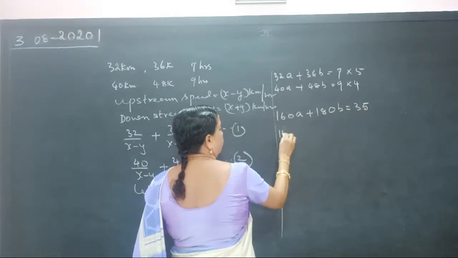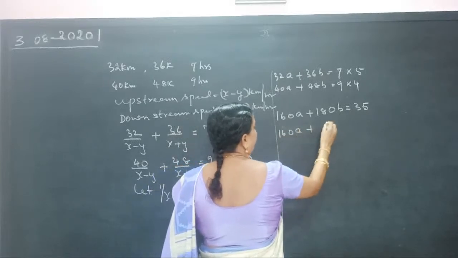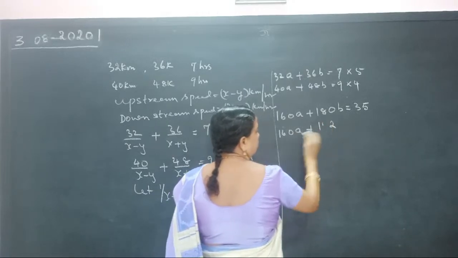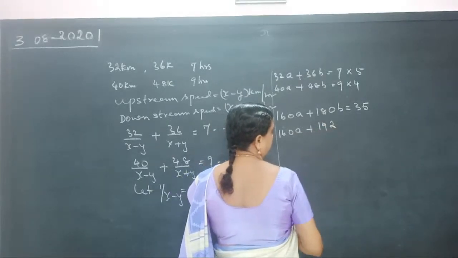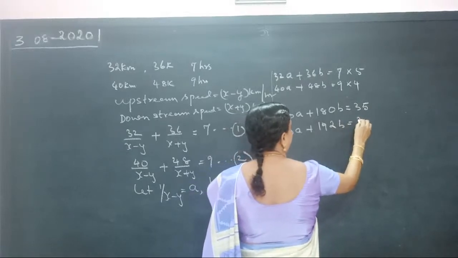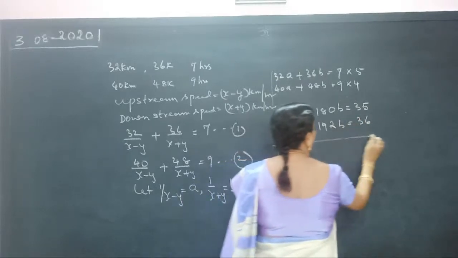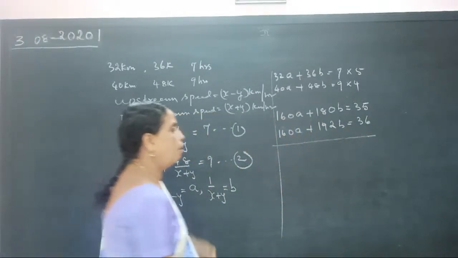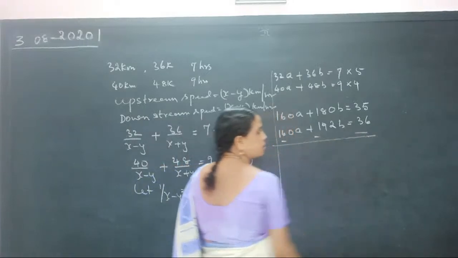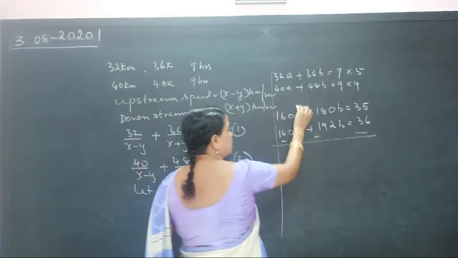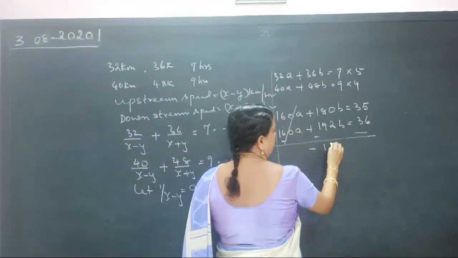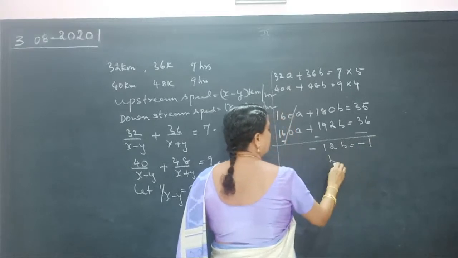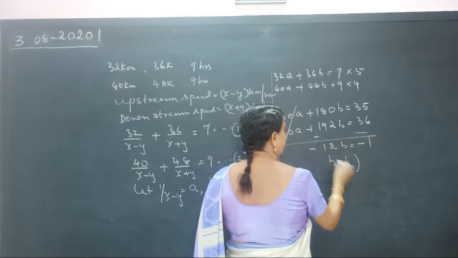Next, 160a. 8 4s are 32, 4 4s are 16 plus 3, 192b equals 36. On subtraction, the sign will change. Then we cancel. What do you get? 12b equals 1. b equals 1 by 12.